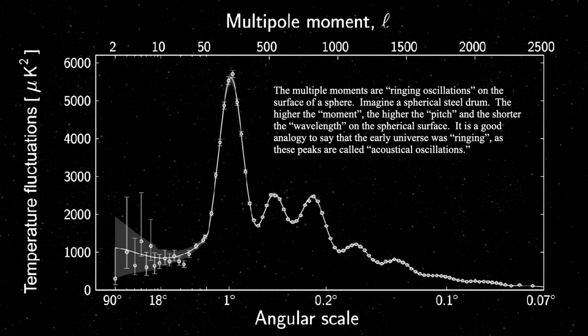The fewer, the more dipolean, or 1 is just pulsing in and out, 2 is ringing up and down, 3 is a 3-pole moment, there's a quadrupole moment where there's 4 points on the sky that things are vibrating around, and then you get larger and larger and larger moments, which are tinier and tinier and tinier size scales. So the higher the moment, the higher the pitch, the shorter the wavelength on the spherical surface. The universe could be seen as ringing like acoustical oscillations.